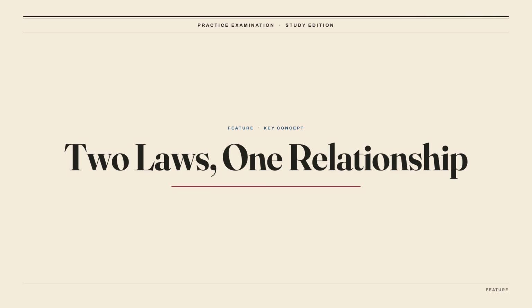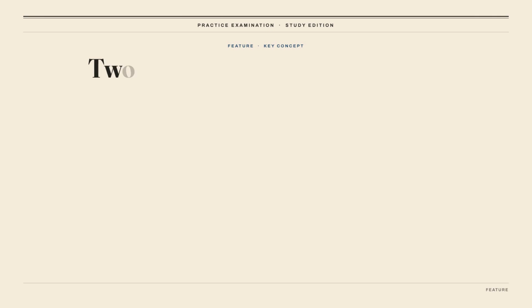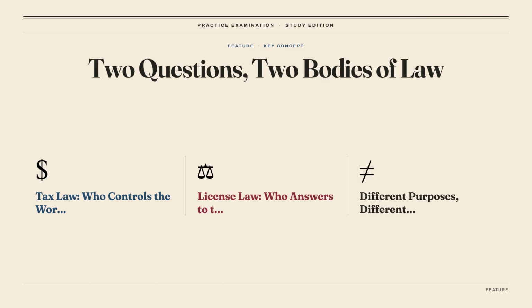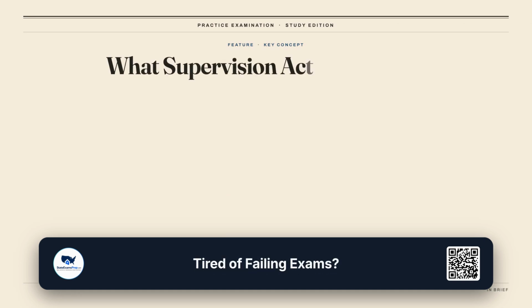That looks contradictory only if you assume control and tax status must travel together. They don't, and understanding why unlocks one of the most durable arrangements in real estate. Tax law asks who controls the details of how work gets done to decide if withholding is required. License law asks who is accountable to the public to decide where responsibility lands when something goes wrong. Because the two questions serve different purposes, they can produce different answers about the very same person.